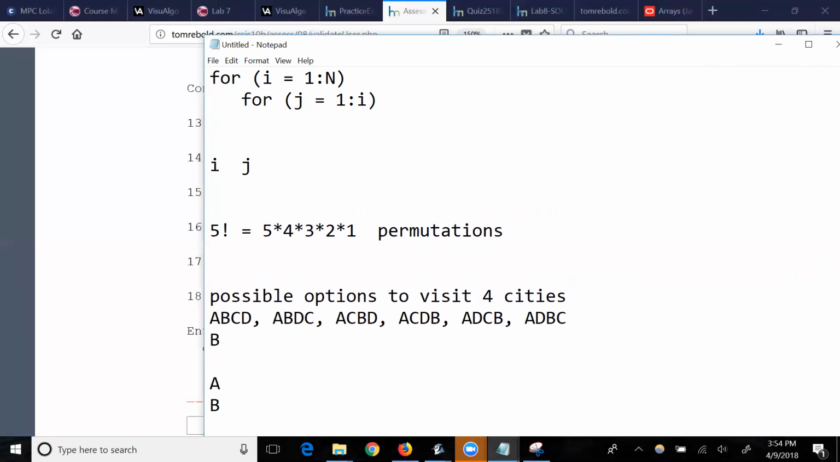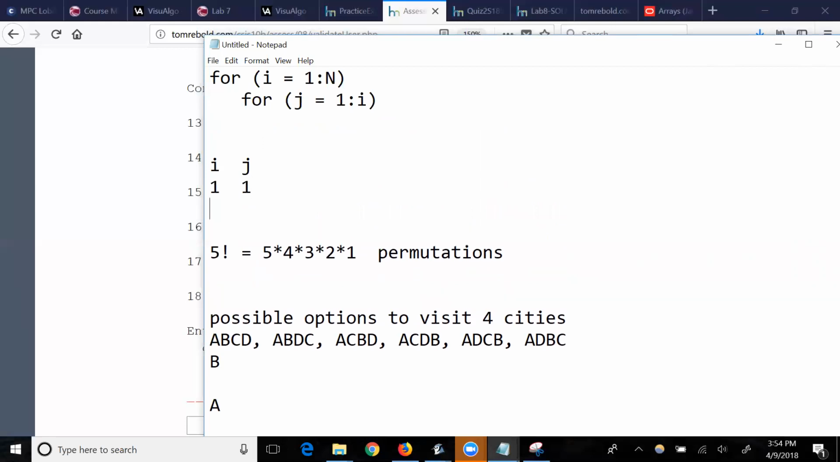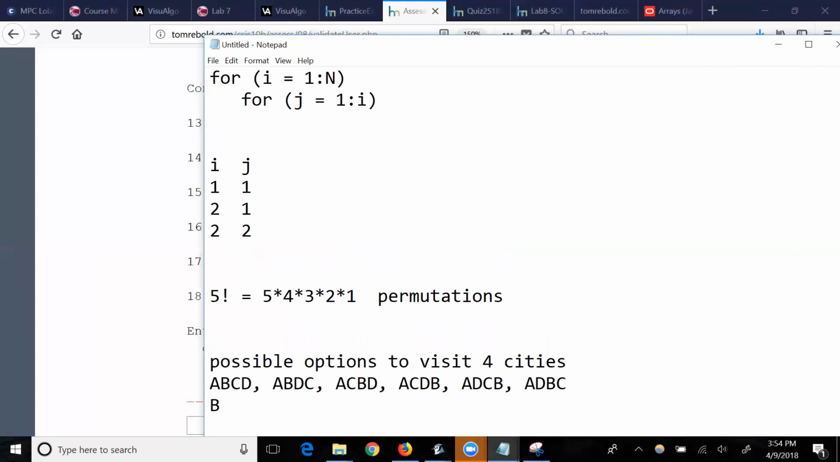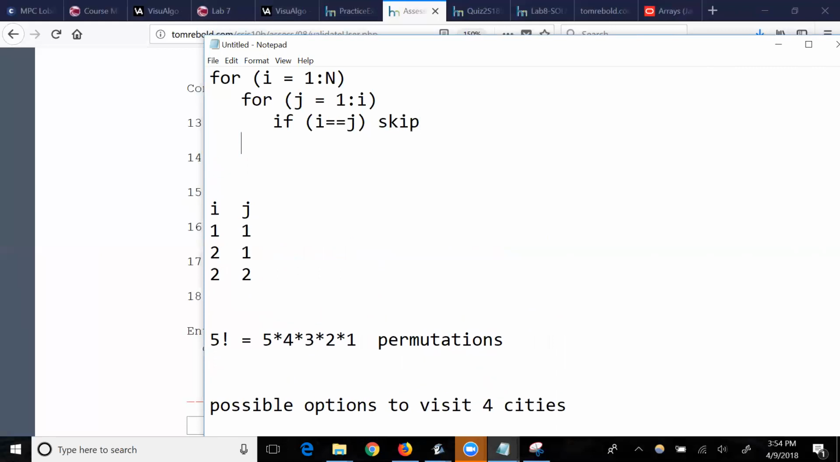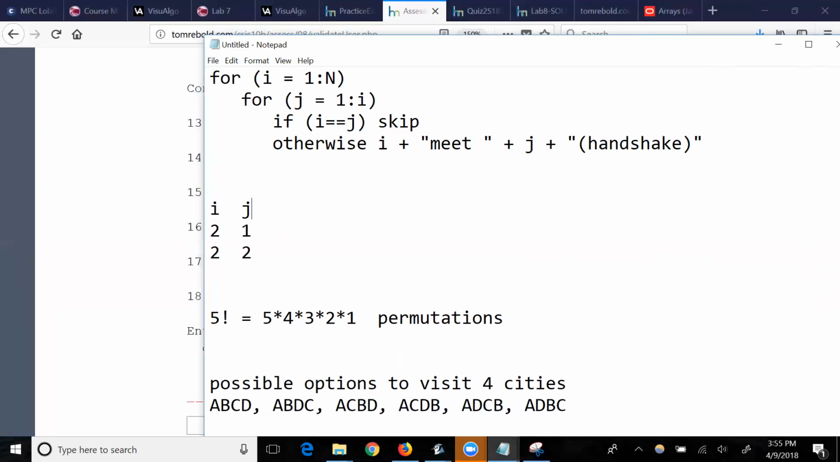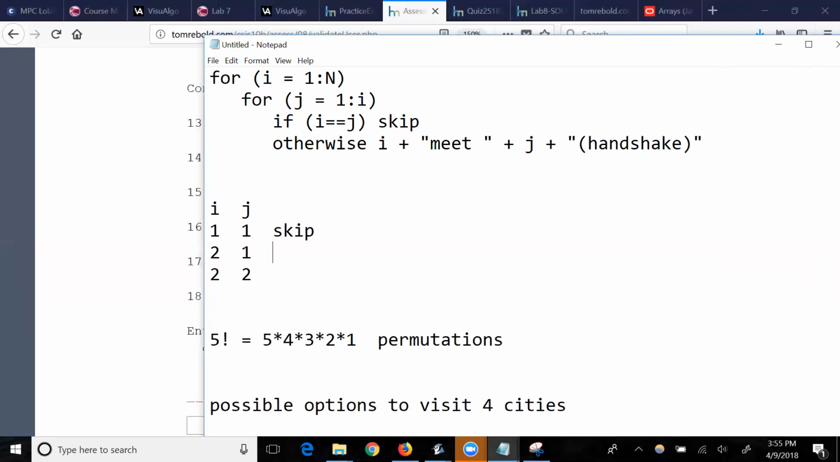So i, j, you're going to have 1, 1. And then you're going to have 2, 1. And then 2, 2. So this is basically shaking hands with yourself. I guess you would skip that. If i equals j, you would skip. Otherwise, i meets j, implying that there is a handshake. So 1, 1, skip. But 2, 1 is going to be a shake, where 2 meets 1. 2 meets 2 is going to be a skip because they're not going to shake hands with themselves.